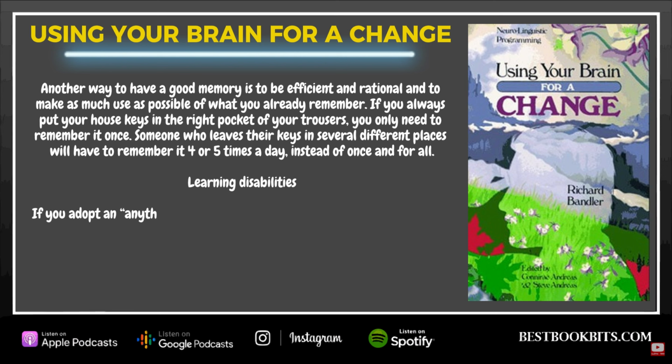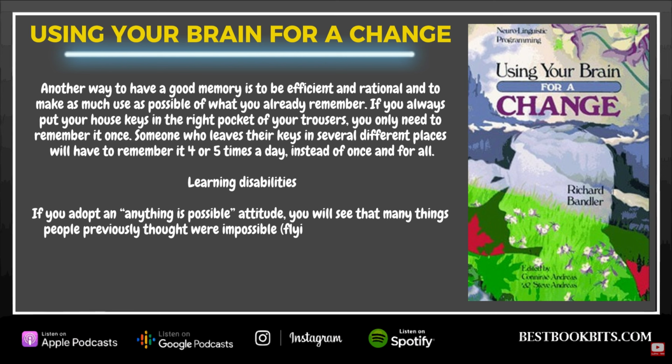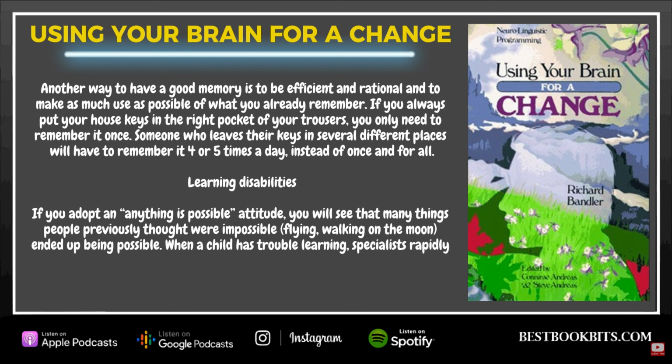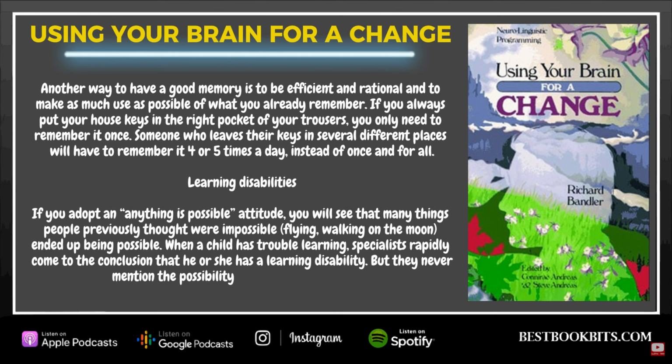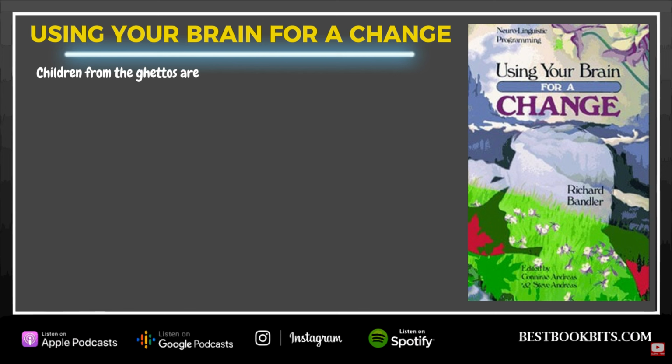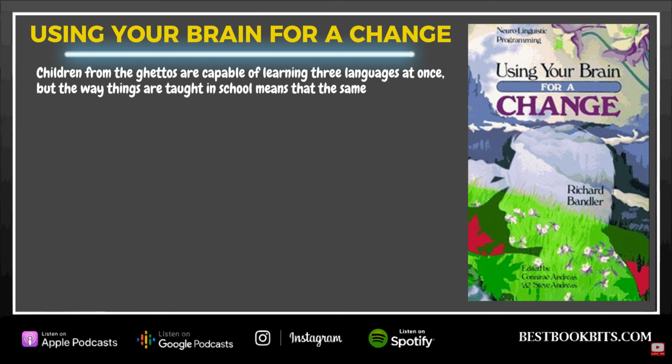Learning disabilities. If you adopt an "anything is possible" attitude, you will see that many things people previously thought were impossible, flying, walking on the moon, ended up being possible. When a child has trouble learning, specialists rapidly come to the conclusion that he or she has a learning disability, but they never mention the possibility of teaching disability. Children from the ghettos are capable of learning 3 languages at once, but the way things are taught in school means that the same children don't learn to read.